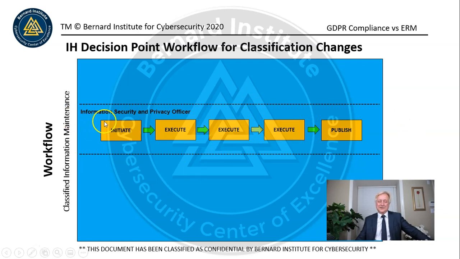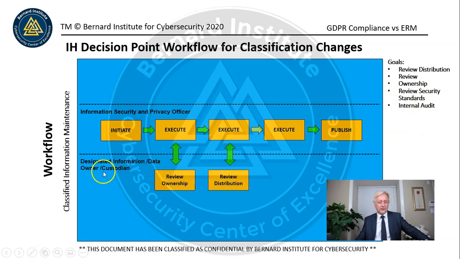So let me explain. The information security and privacy officer has to maintain a classification standard. On the classification standard, we're going to review the distribution to make sure it's up to date. We're going to review ownership to make sure that we have the right owners or custodians assigned. We're going to review the security standards, and we're going to review the internal audit process. The designated information owner gets consulted by the information security and privacy officer about the ownership. They might also review the distribution with them to make sure that they have it right.